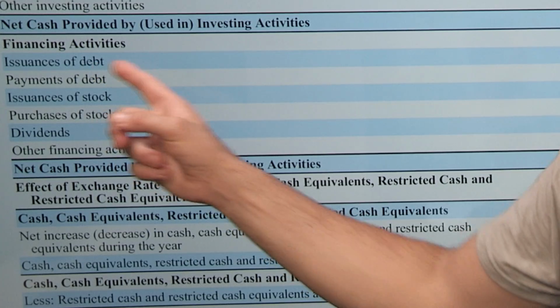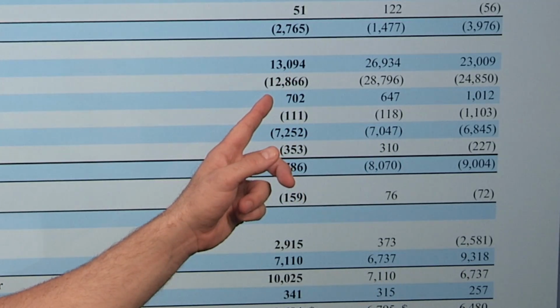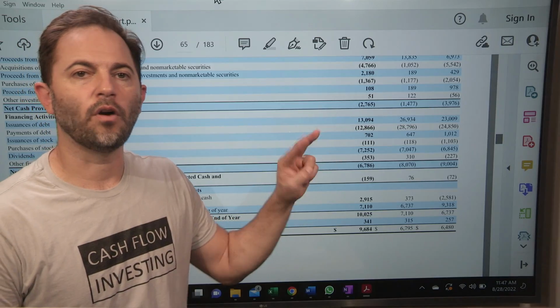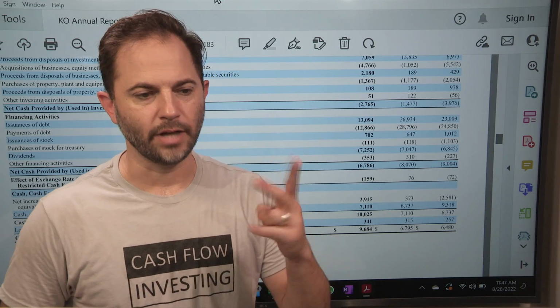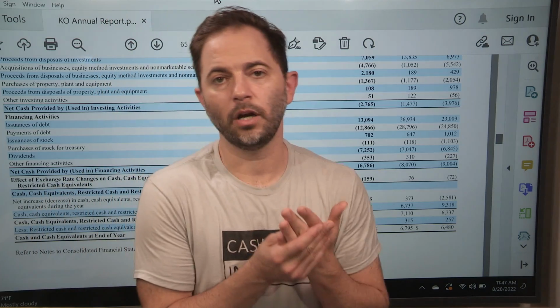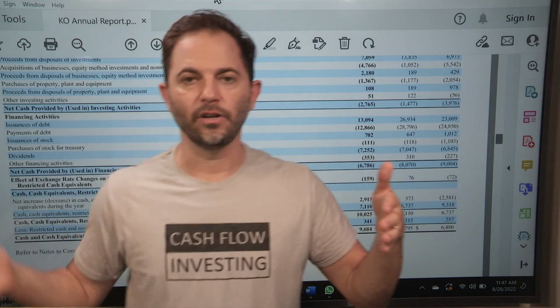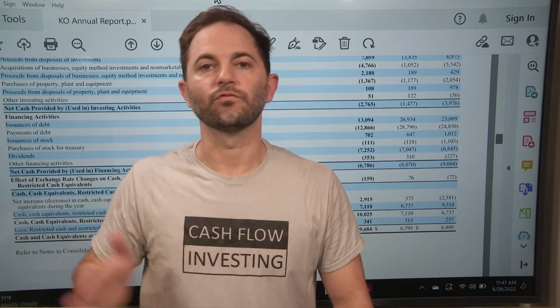So here, issuance of debt, payment of debt, they issued $13 billion. They paid down $13 billion. They're clearly just revolving their debt. That's all they're doing. They're not really paying it down. They're not issuing more. They're just rotating it. Because, say, a bond came due in 2021. It was like a 5-year note they issued 5 years ago. It came due. They issued another 5-year note to pay that one off, and they just roll the debt.